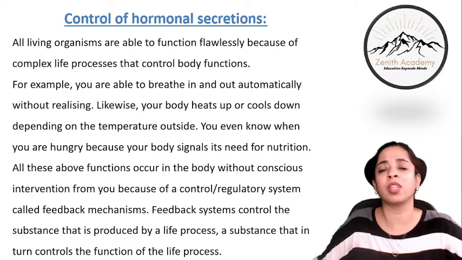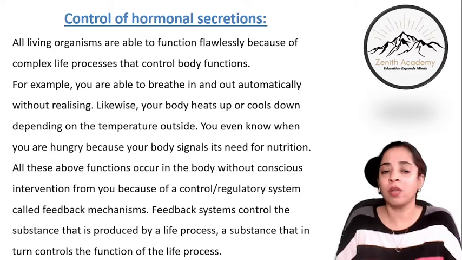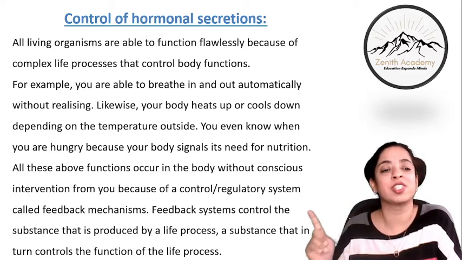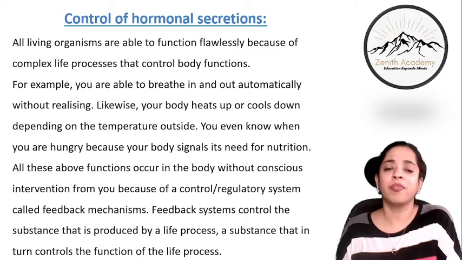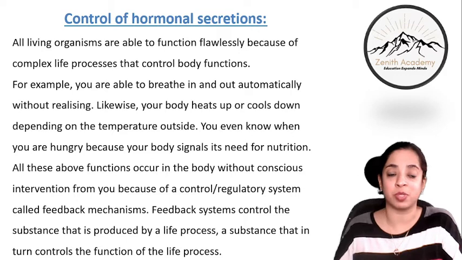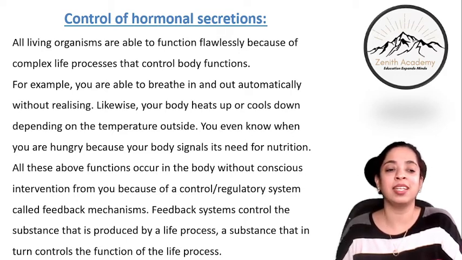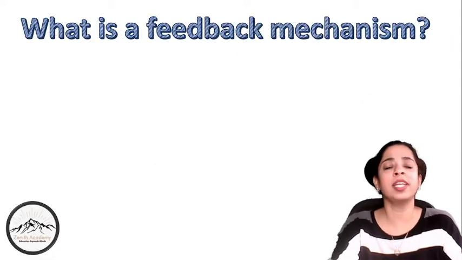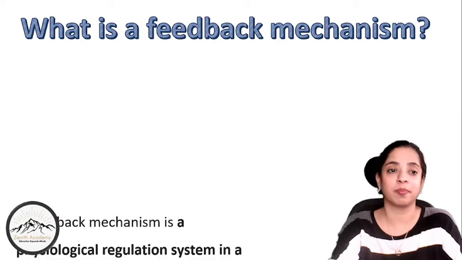Without you consciously knowing it, all of this is happening because of a control or regulatory system called feedback mechanism. So feedback systems control the substance that is produced by a life process. A substance in turn controls the function of the life process. So let me explain to you what it is. So what is a feedback mechanism?